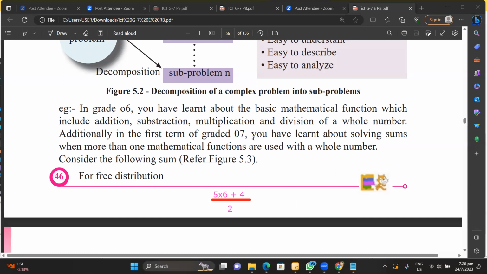කොහොමද calculate කරේ පුතේ? First we multiply 5 into 6. Okay, and then what is the answer? 5 into 6, what is the answer? 30. 30, okay. Adding 4, then what is the answer? 34. Okay, divide by 2, what is the answer? 34 divided by 2. 17, right? Okay, the answer is 17.